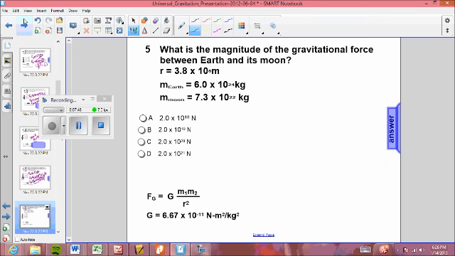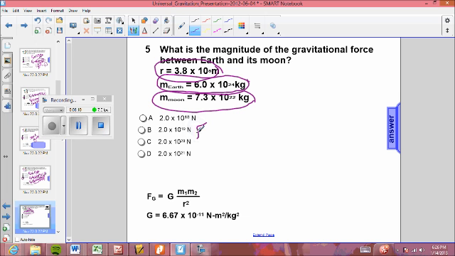Alright, what is the magnitude of the gravitational force between Earth and its moon? This is why it was very important that we did scientific notation, because we get the mass of the Earth over here, which is very big, so that's why it's in scientific notation, and the mass of the moon, which is also very big, and their distance is very big.